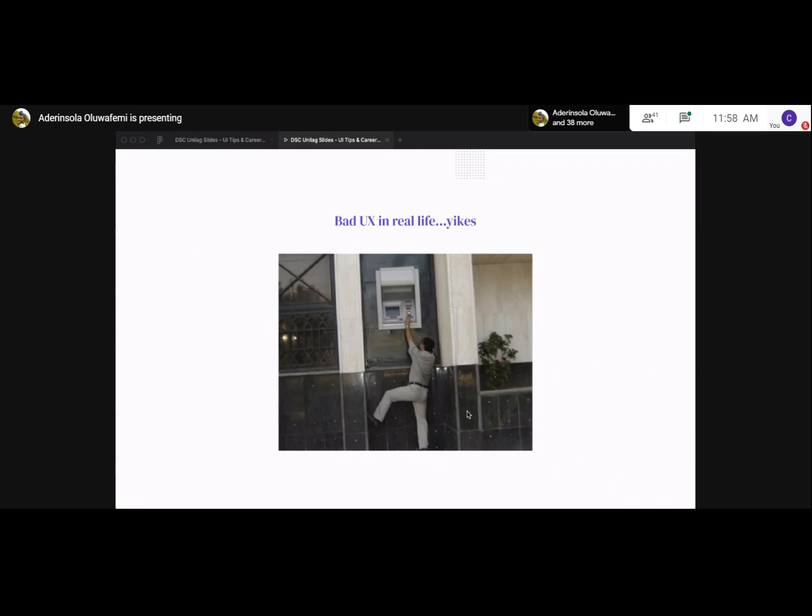I almost said ATM machine. God have mercy. You guys, please have mercy. But yeah, this is an ATM. Please cut that part out.